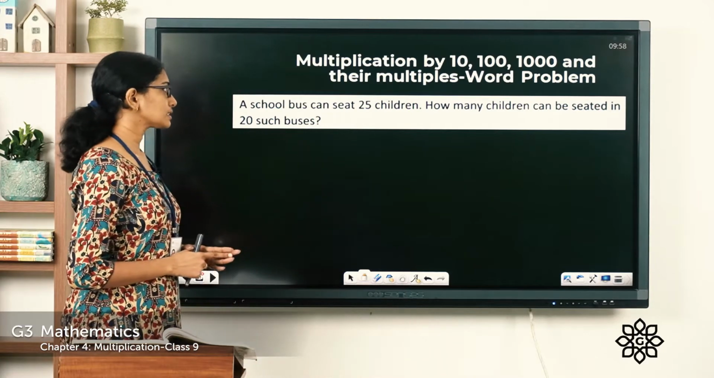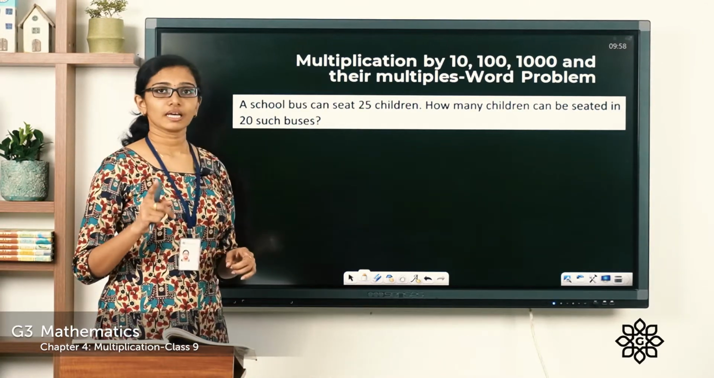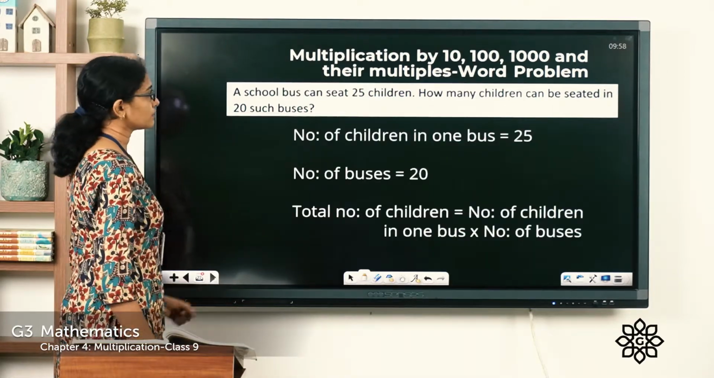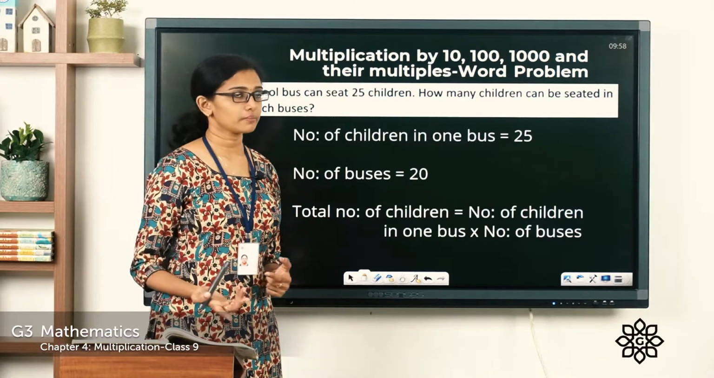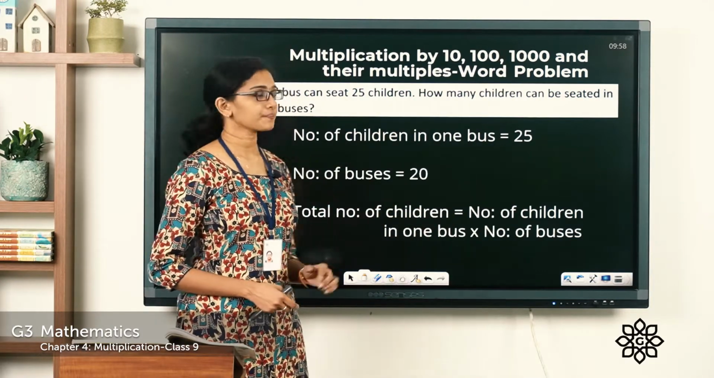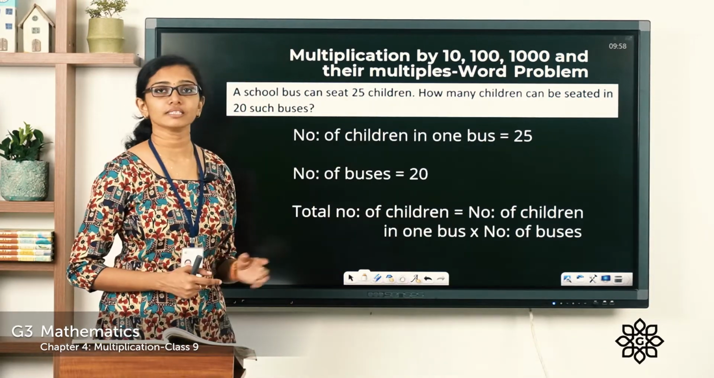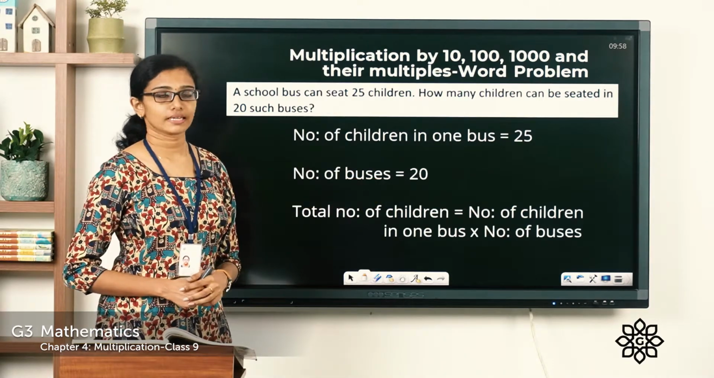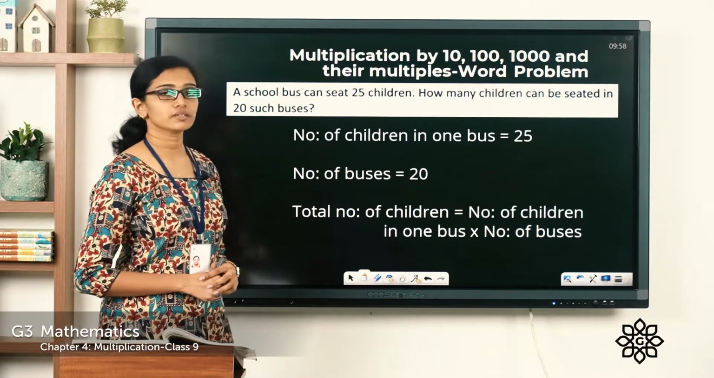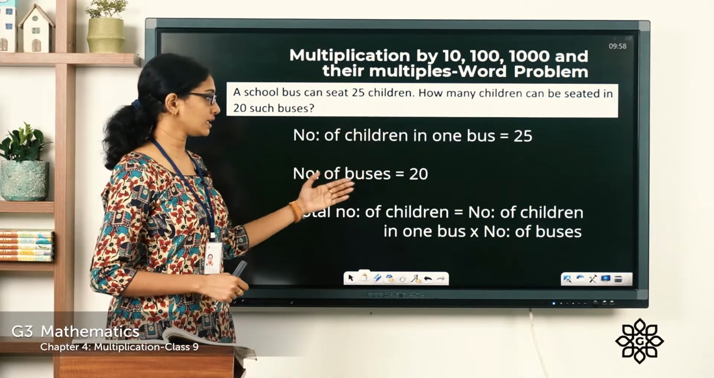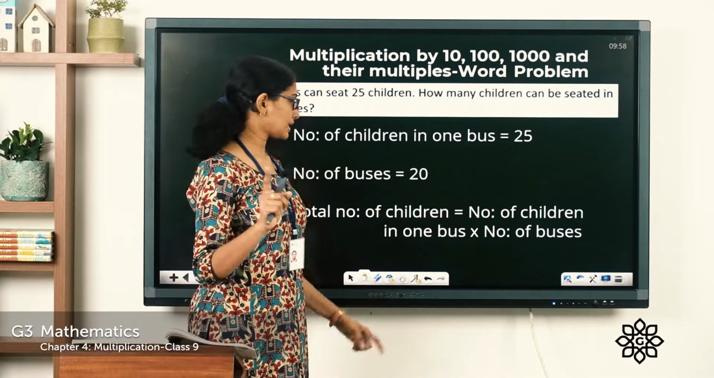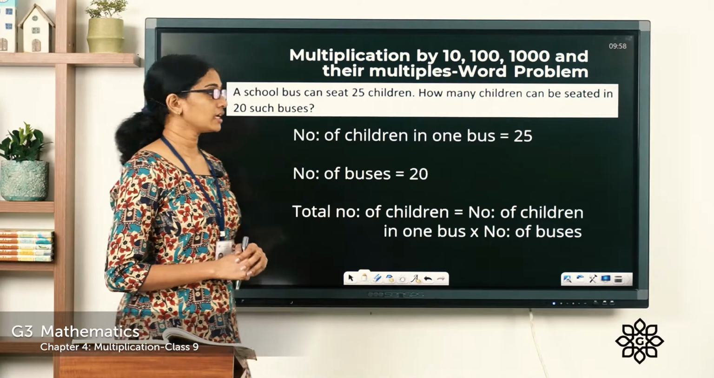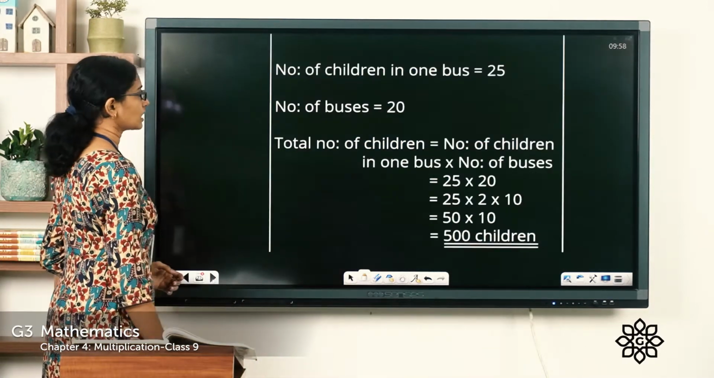In the question it is given the number of children in one bus. How much is it? The number of children that can be seated in one bus is equal to 25. And there are how many buses? The total number of buses is equal to 20. Now, the total number of children in 20 buses would be equal to the number of children in one bus into the number of buses. Clear? Now, let's substitute the numbers.